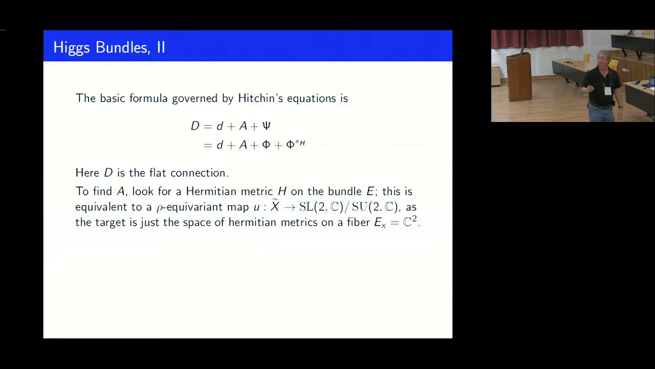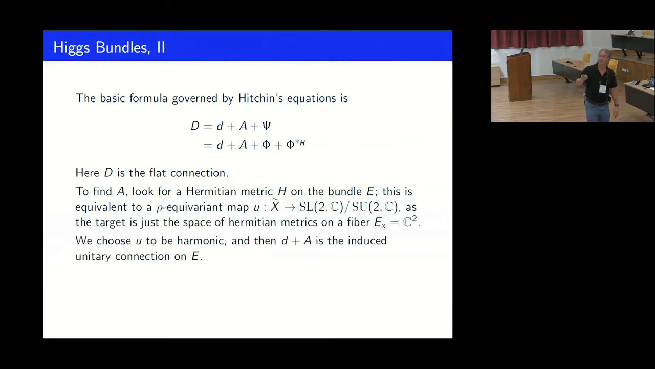So the map I want to pick, I'll take this choice of metric map, and this space is some Hermitian symmetric space. I'll take that map to be harmonic into this target symmetric space with its induced metric. If I choose U to be harmonic, then at every point the connection that I get is the image of that point under the harmonic map, and that gives me some unitary connection on E, and so that sort of fills in the picture.